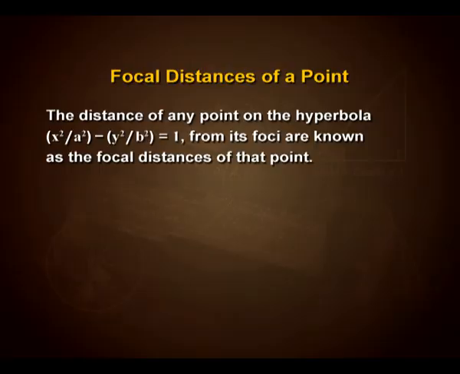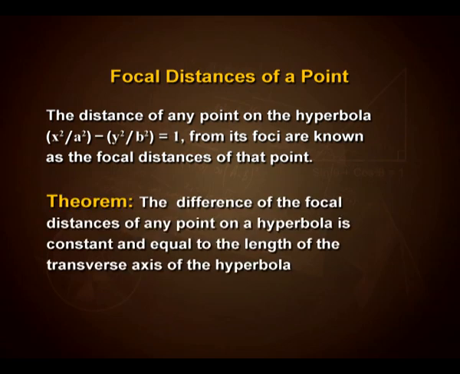Now, let us see how to calculate the focal distance of a point. The distance of any point on the hyperbola x²/a² − y²/b² = 1 from its foci are known as the focal distances of that point. The difference of the focal distances of any point on a hyperbola is constant and equal to the length of the transverse axis of the hyperbola.